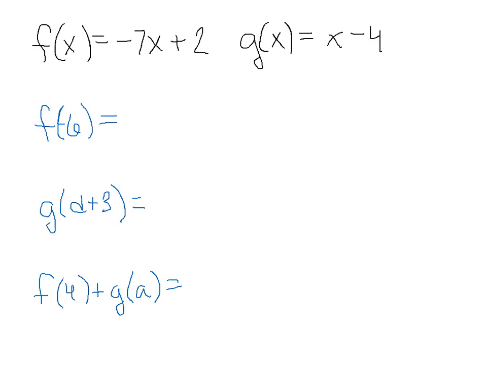Here we're given two functions. f of x equals negative 7x plus 2 is the first function, and g of x equals x minus 4 is the second function. We know they are two different functions. One is noted as f of x and one is noted as g of x. There's no difference between these two except for what they equal, and these are just names. The f of x and g of x are just names to distinguish the difference between these two functions.